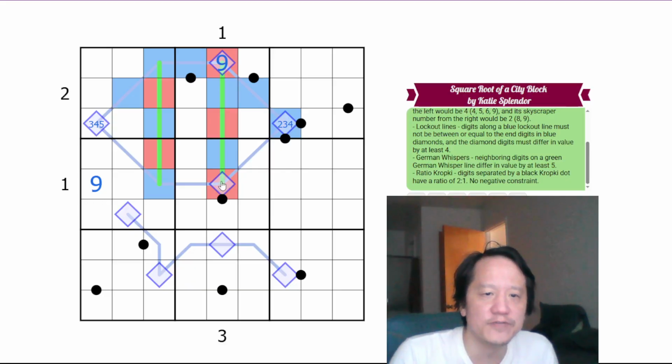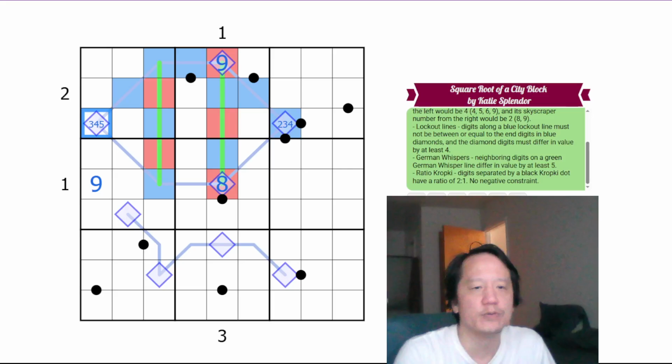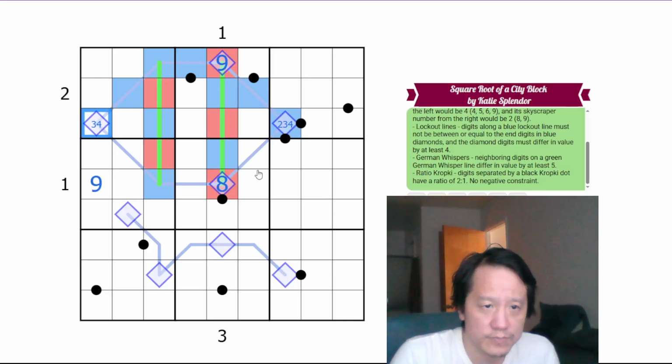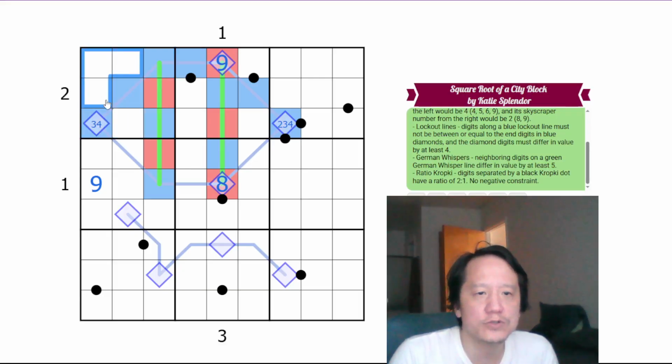But the problem is if this is 6, then the difference between these two digits would not be 4 or more. It would be 6 and 3 is 3, 6 and 4 is 2, 6 and 5 is only 1. Therefore, this cannot be 6, this must be 8. And the difference between these two digits then has to be 8 with 3 or 4 here. So this is also a low. So in this upper left-hand box, we have 4 lows, guaranteed.